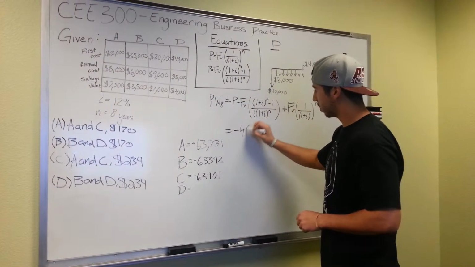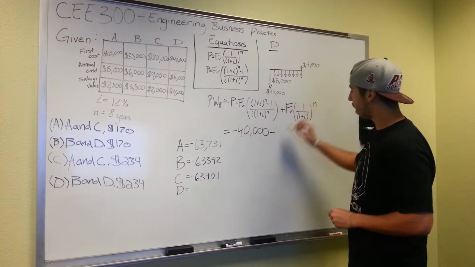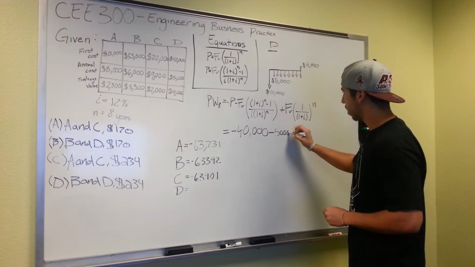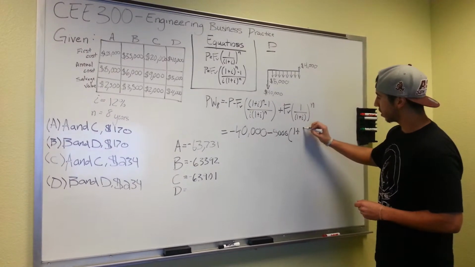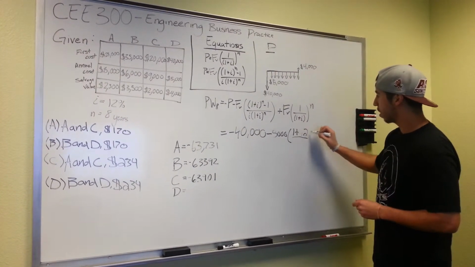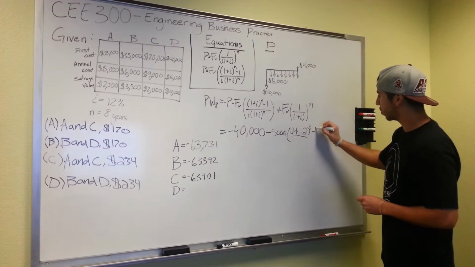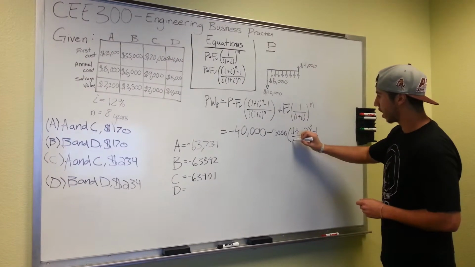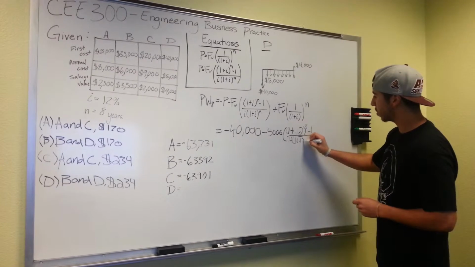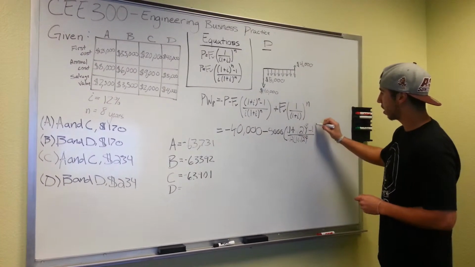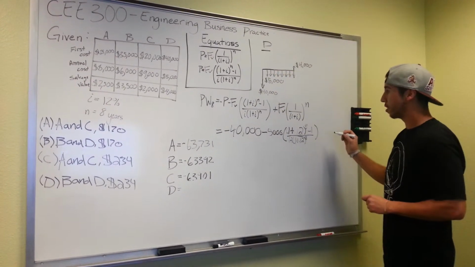We have a $40,000, and then minus, we have a $5,000. And we've got 1 plus, and then the discount rate's in percentage, so you have to convert that to 0.12, to the 8 years, minus 1. And then you've got a 0.12 again, and then 1 plus 0.12, and you're going to take it to the 8 years again. And this is for the continuous annual cost that you're going to be doing.